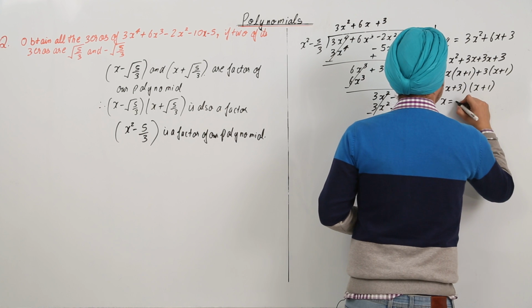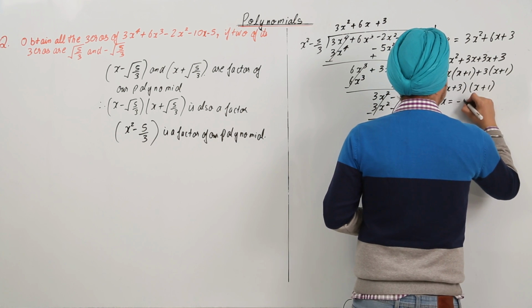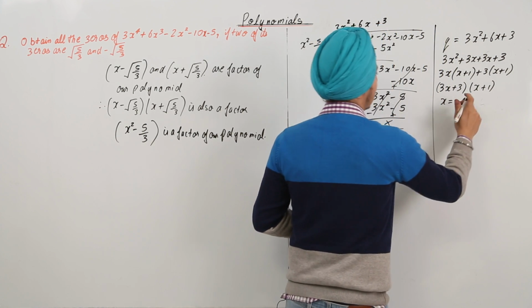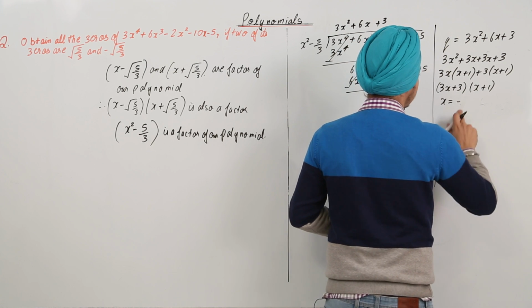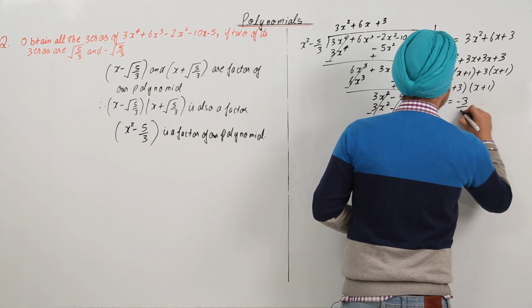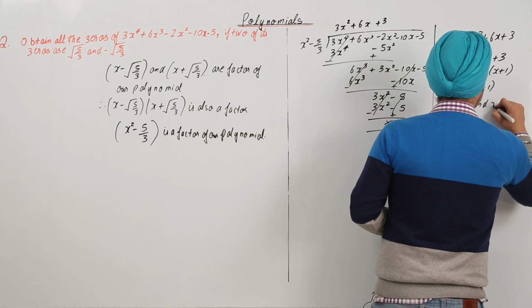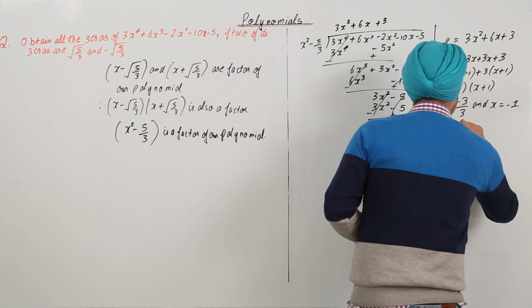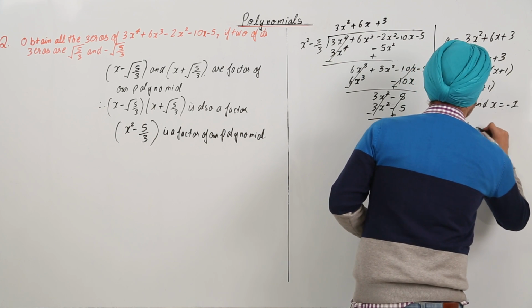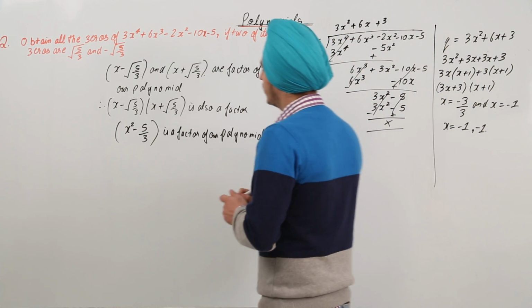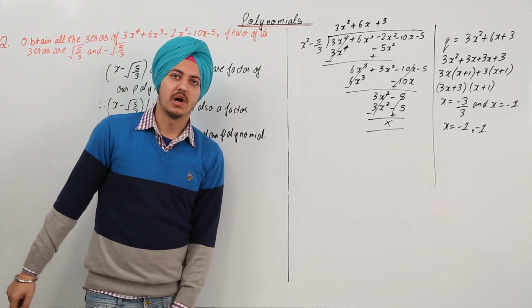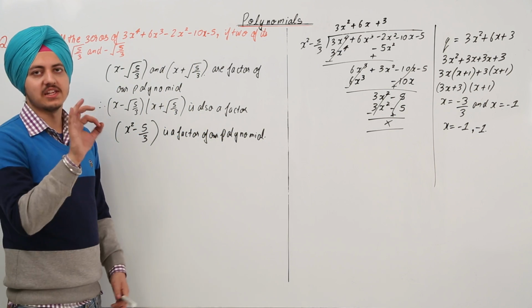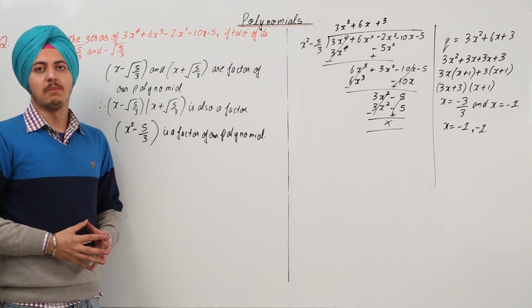x = -1, x = -3/3, and x = -1. -3/3 is also x = -1. So the other two zeros are -1 and -1. So they both lie on the same point, that is x = -1.